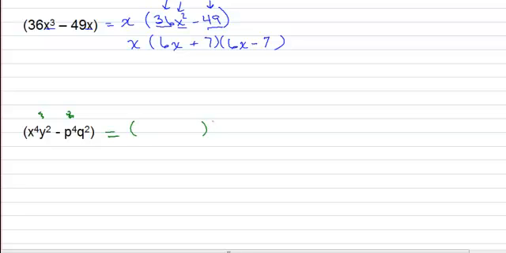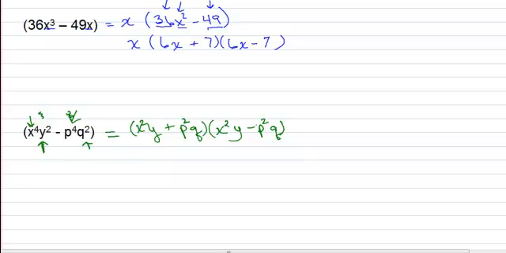I'm going to give myself a little bit more room because all those variables are going to take up some space. And I'm just, again, going to go one by one. X to the fourth square root is x squared. Y squared, square root is y. Got my 2 there, sorry. P to the fourth is p squared. And q squared, square root is q. And then we just do a plus and a minus.